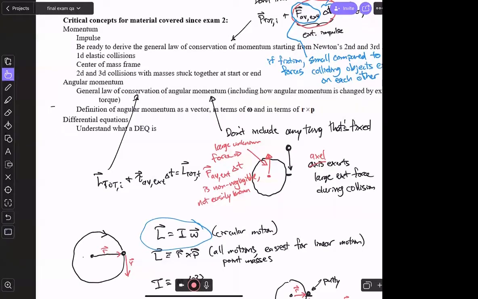Oh, go ahead. Is there a way to tell when to use kinetic energy versus momentum to solve a problem? Great question.